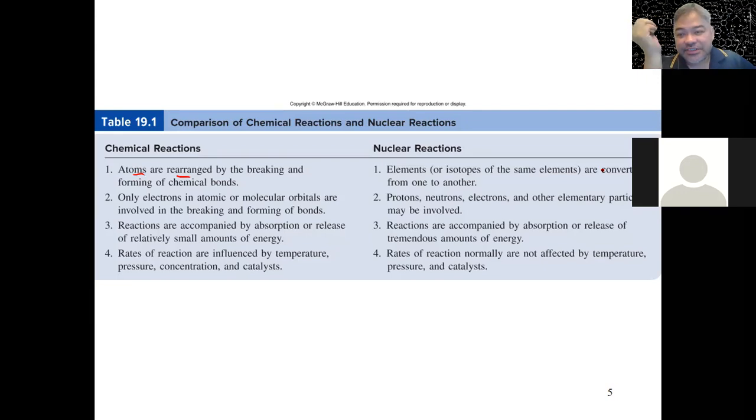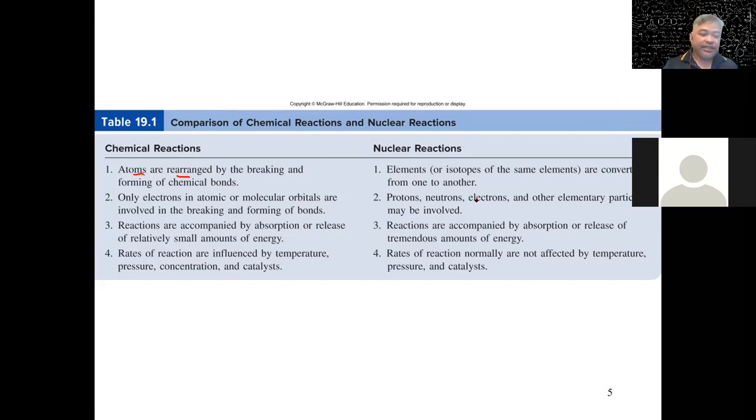Another thing that I have mentioned already, only electrons participate in a chemical reaction, specifically the valence electrons. But in a nuclear reaction, all subatomic particles can participate. So protons, neutrons, and electrons, and other elementary particles may be involved. So that's another difference between the two.